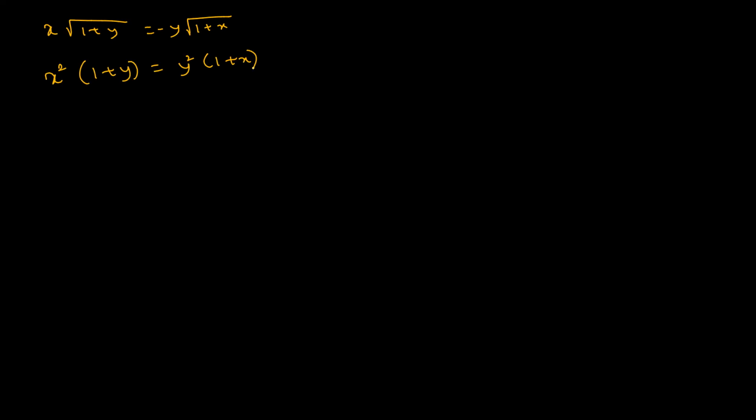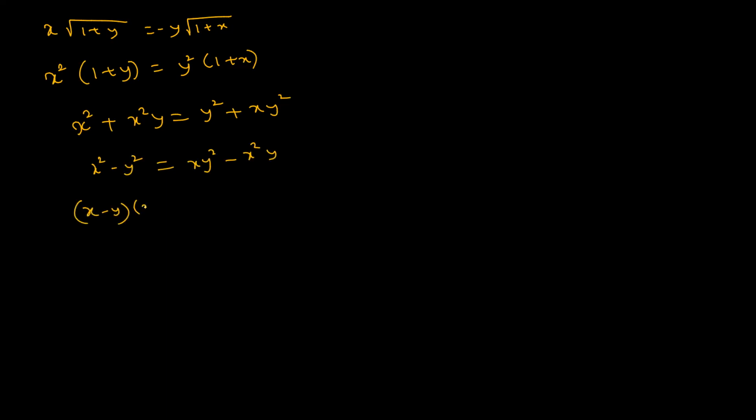You separated the x and y. So x square plus x square y is equal to y square plus x y square. So bring y square to the left hand side. x square minus y square is equal to x y square minus x square. So it is going to be (x minus y)(x plus y) is equal to x y into (y minus x). Am I right?